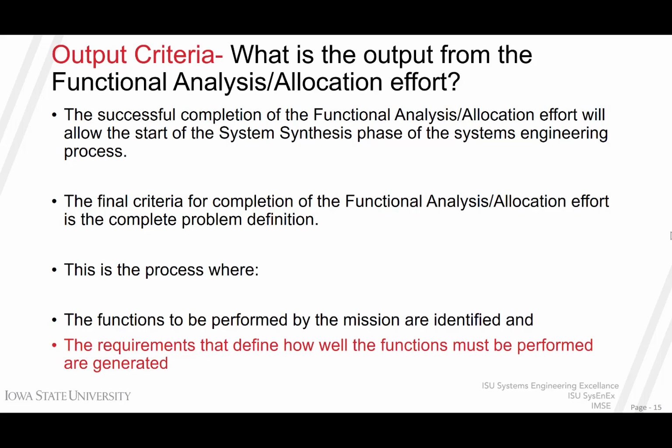Now let's look at output criteria. What is the output from the functional analysis and allocation effort? The successful completion of the functional analysis and allocation effort will allow the start of the system synthesis phase of the systems engineering process. The final criteria for completion of the functional analysis and allocation effort is the complete problem definition. This is the process where the functions to be performed by the mission are identified and the requirements that define how well these functions must be performed are generated. This is a key milestone within the systems engineering process.